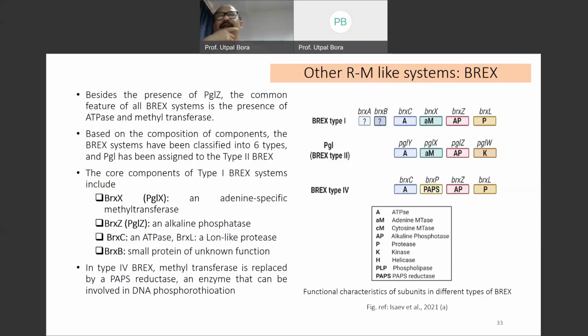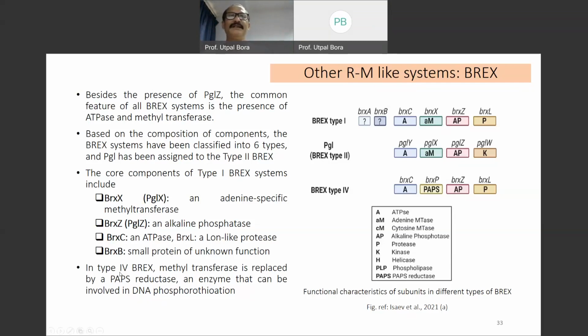But you can just see that the core components of this type 1 BREX system include BrxX, which is an adenine-specific methyltransferase, then BrxZ, an alkaline phosphatase, and BrxC, which is an ATPase. Then BrxL, a Lon-like protease, and BrxB is a small protein of unknown function. So this whole system works in collaboration with one another of these components.